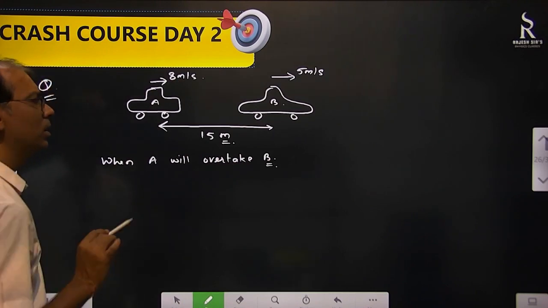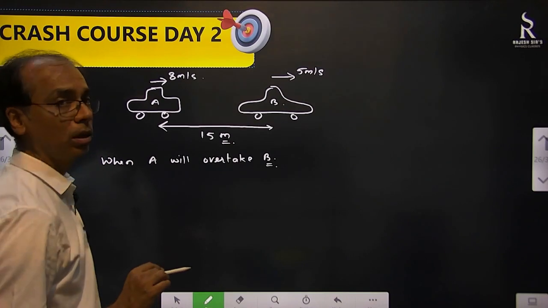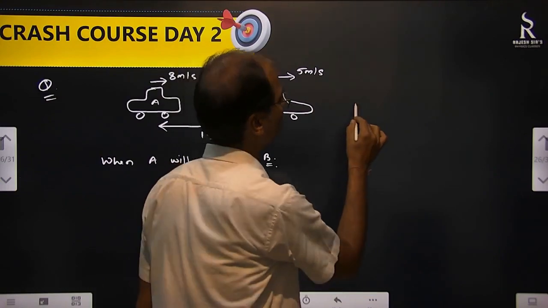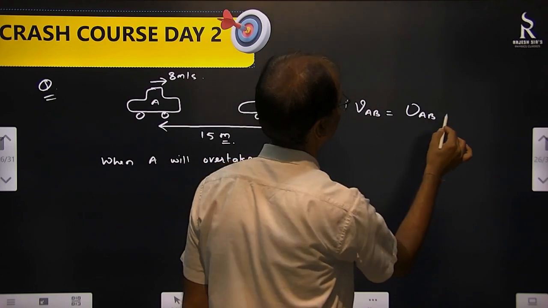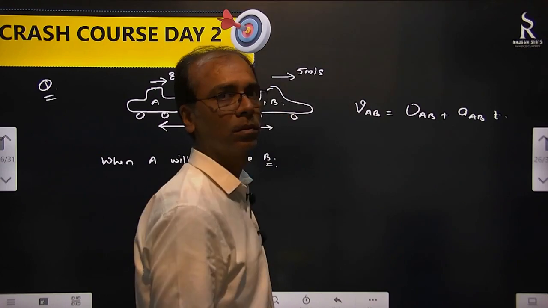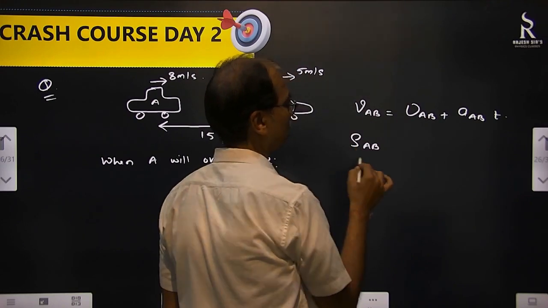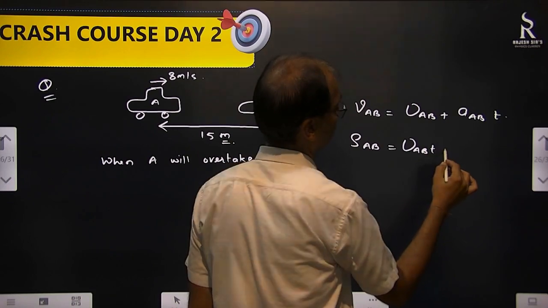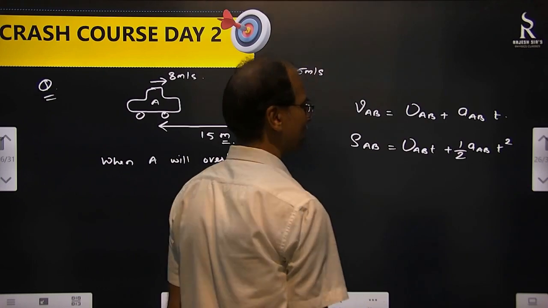In these questions we prefer relative motion. We will use equations of kinematics only, but we will write them in relative form. What is relative form? Nothing. Same way: velocity of A with respect to B equals initial velocity of A with respect to B plus acceleration of A with respect to B into T. Then position of A with respect to B equals initial velocity of A with respect to B into T plus half acceleration of A with respect to B into T square. Same equation, there's nothing in that.